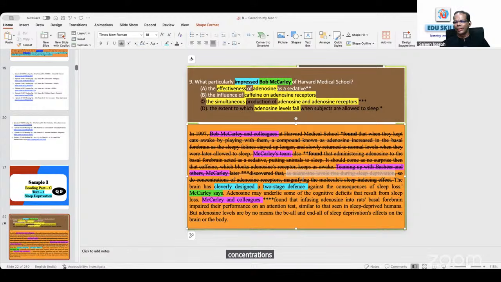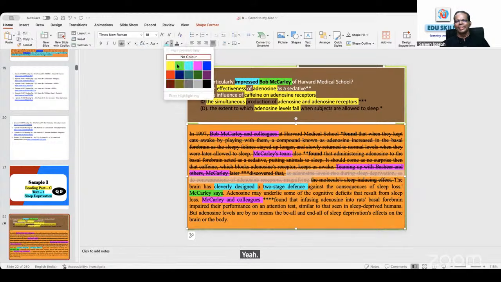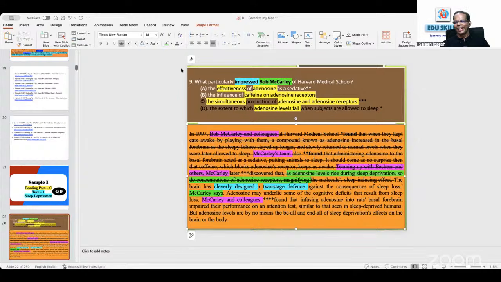concentrations of adenosine receptors. What does it mean? Two things you have to notice here: adenosine level, and the receptor. Adenosine receptor and adenosine, so do the concentrations. Adenosine and adenosine receptors. The answer will be C.